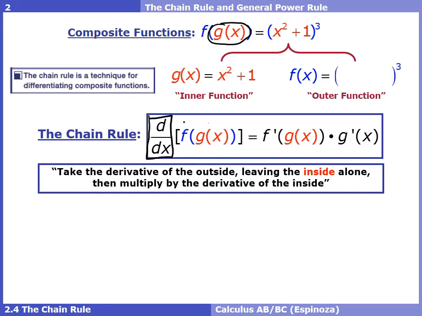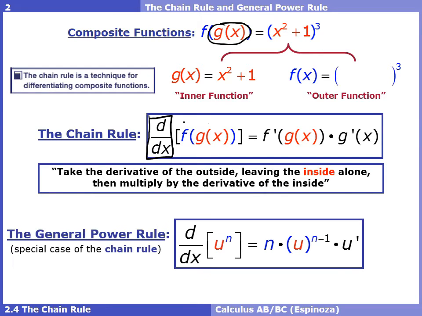Then what do we need to do? We need to multiply by the derivative of the inside function. And again, hopefully you remember that from the last slide. We multiplied by 6x on that last slide. So the very end of this process called the chain rule is to multiply by the derivative of the inside function.